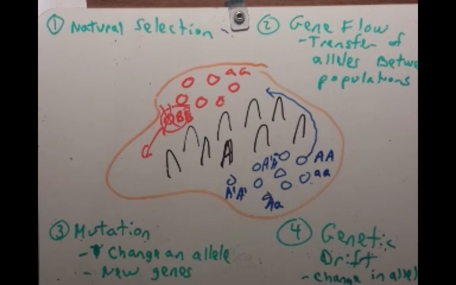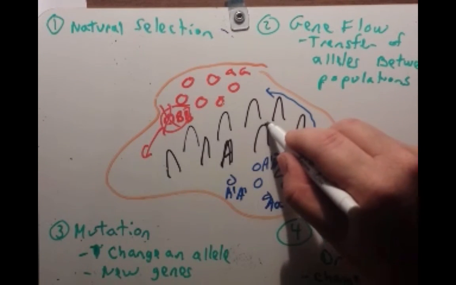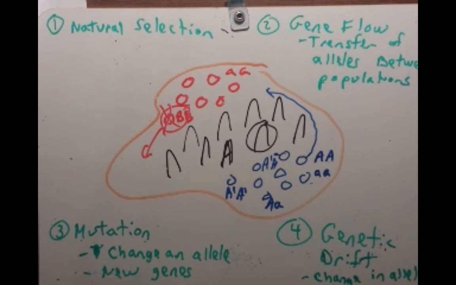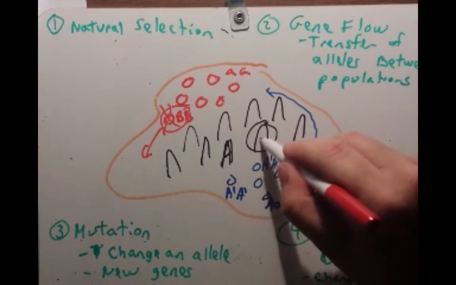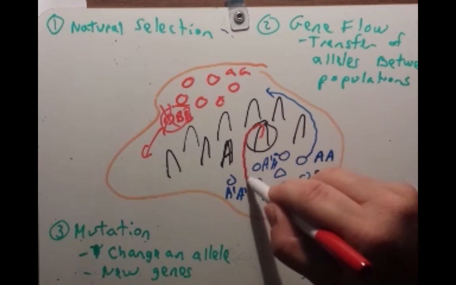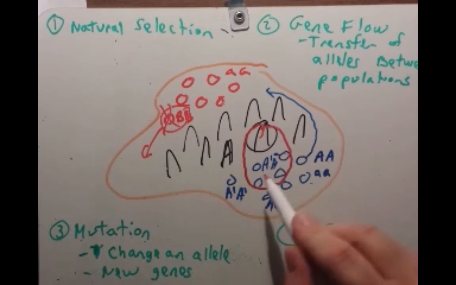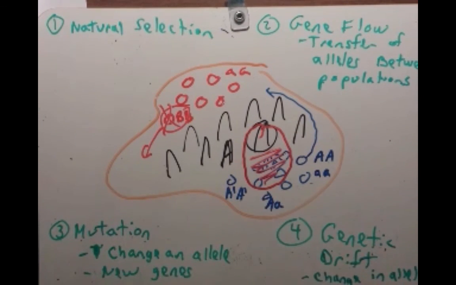But what happens is, let's take this mountain here. Let's say it's a volcano. And it erupts. And it wipes out all of these individuals. So they're gone. Every allele in this group of individuals in this population is now gone.